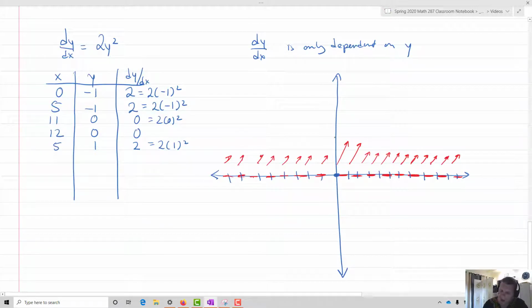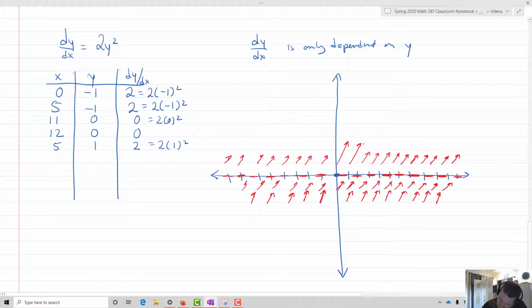Now, what about when I go down to y equals -1? I'm going to get the same slope as I would at +1. We saw that before. Now if I went down to y equals -2, I'm going to get a bigger slope, bigger slope, and bigger slope. And notice each and every one of these is positive, so each one of those slopes is going to be positive because it's 2y squared. So you're going to get a positive slope each time.